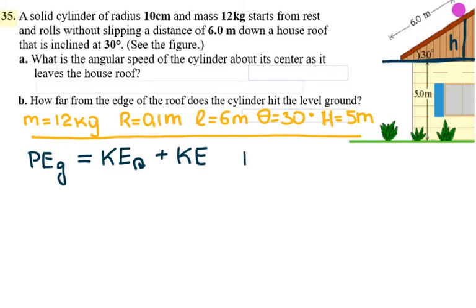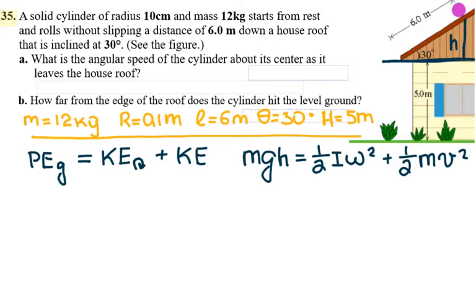So I can say that mgh is equal to 1/2 inertia omega squared at the end, the final velocity, because initial is 0, plus 1/2 mv squared. And also inertia, because it is a disk, the inertia of the disk, if you remember, is equal to 1/2 mr squared. So I'm going to plug this into my equation.